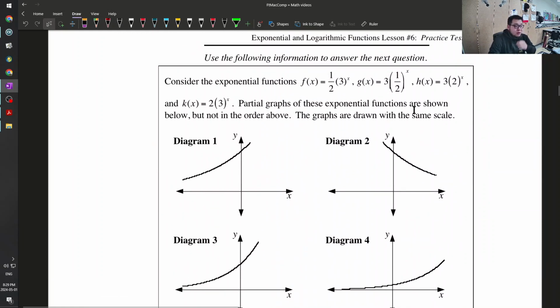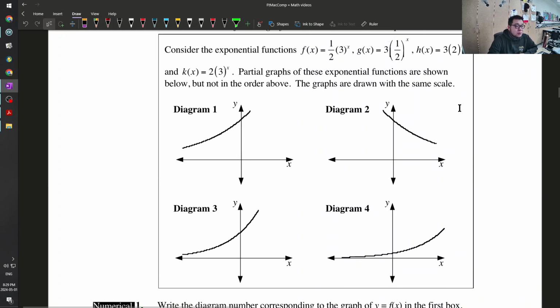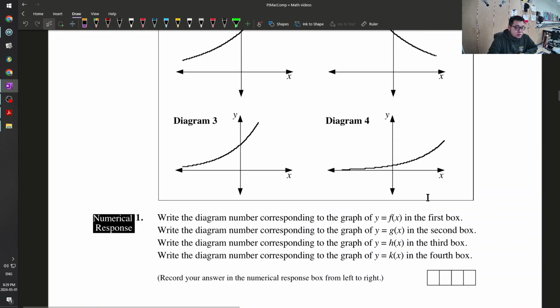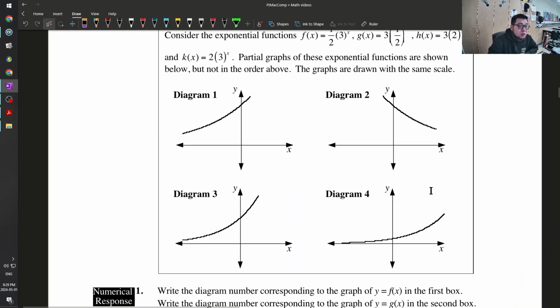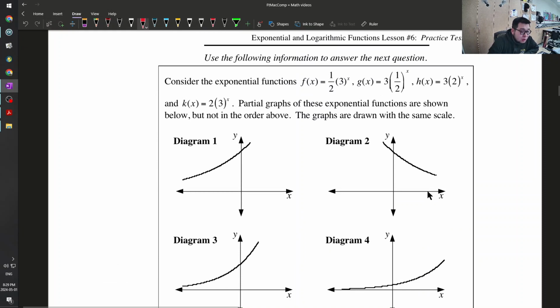6. Consider these graphs. Okay, the partial graphs of the exponential function are shown, but not in the order above. These graphs are drawn like this. So they just want us to order them. What is the difference between them? Well, obviously the y-intercepts are not the same, and this one is an exponential decay. When you have an exponential decay, that means your b value is between 0 and 1. Which b value is between 0 and 1? G is between 0 and 1, so diagram 2 must be G.